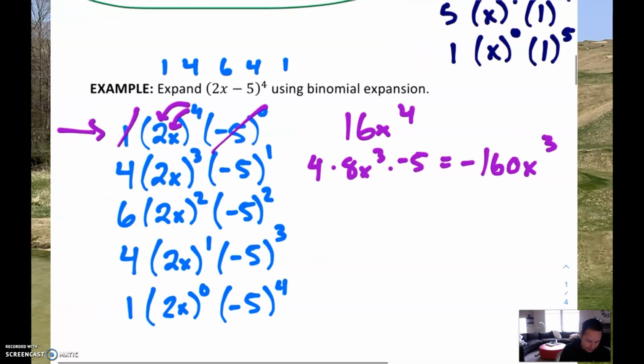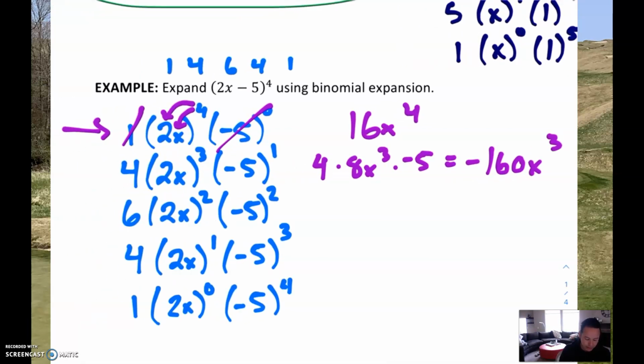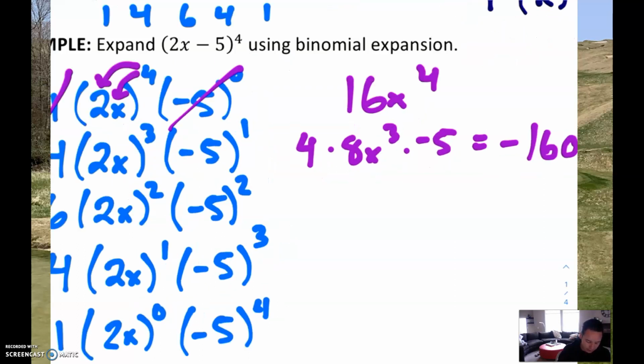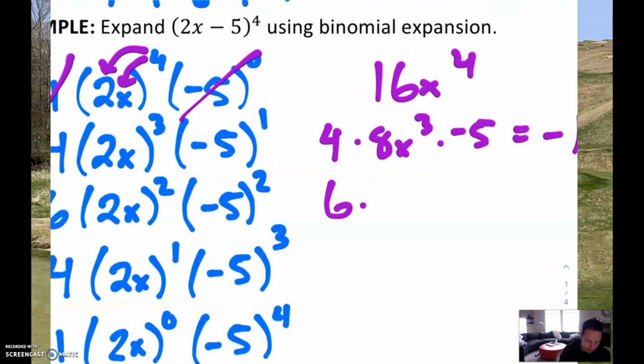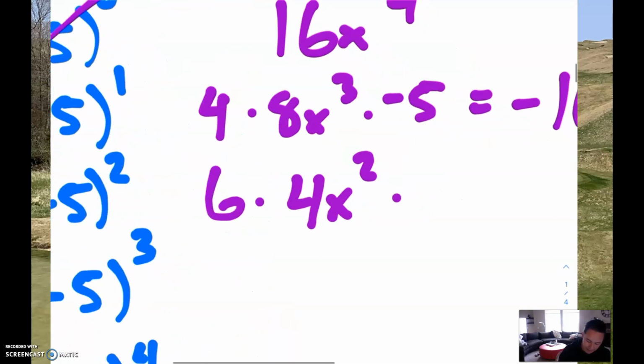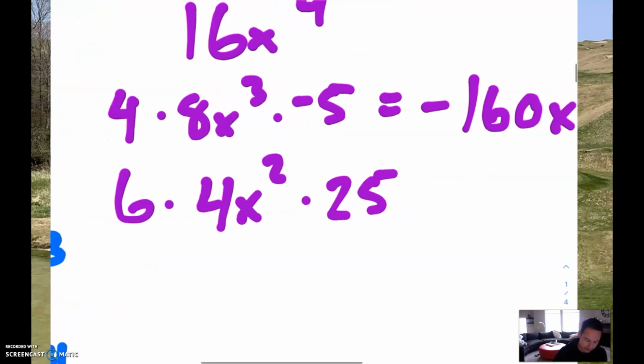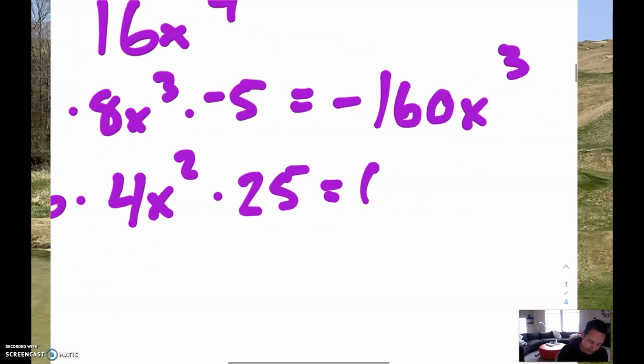On to the next one. We have 6 times 2x squared times negative 5 squared. Let's simplify this 2x squared first. So we're going to have 6 times 2 times 2 is 4. So this is going to be 4x squared. And then negative 5 squared means negative 5 times negative 5. That's a 25. To simplify it, we can take 6 times 4 is 24 and multiply it by 25, which gives us 600. So this would be 600x squared.